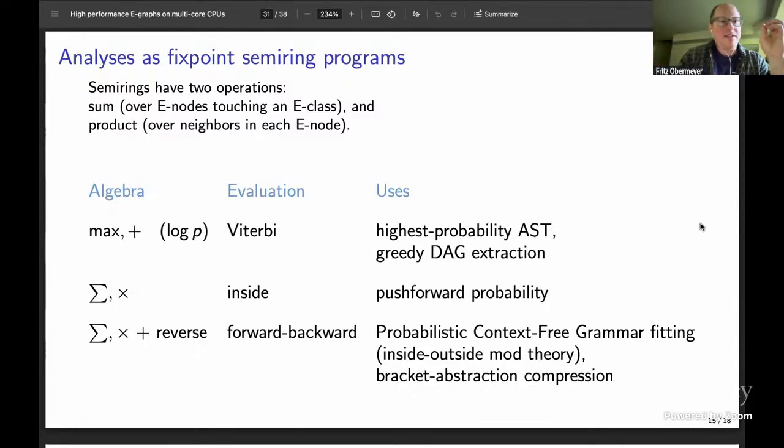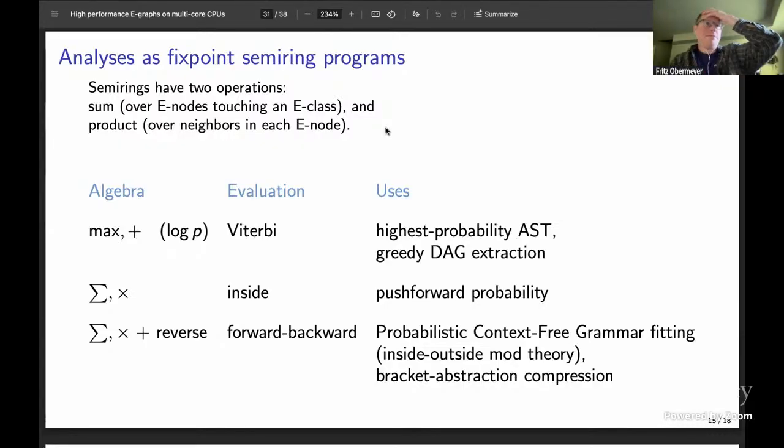And the analyses in my system, I don't have any fancy frameworks for analyses like you guys have in Egg and Egglog. They're all hand coded, but I do have a lot of design patterns that I use for analyses, and I see analyses as an instance of semi-ring programs or fixed point semi-ring programs.